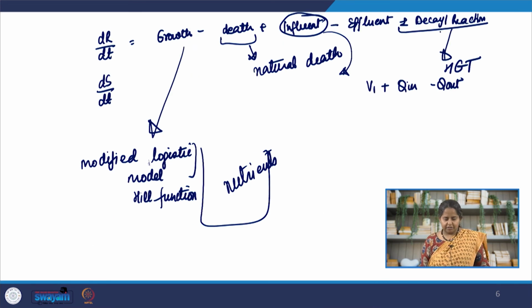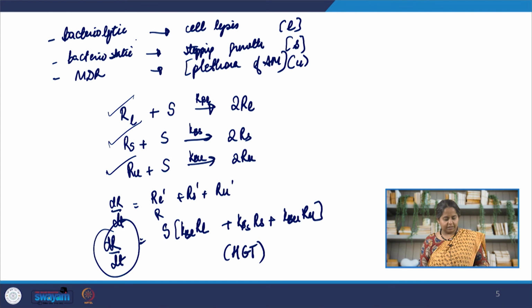Now let's come back here. So death here is natural death. Growth is a modified logistic model with hill function. Influent is because of the constant influent coming into the slurry tank. Then there's the effluent, and the reaction we already modeled is because of horizontal gene transfer. Okay. Now let us look at the slurry tank.